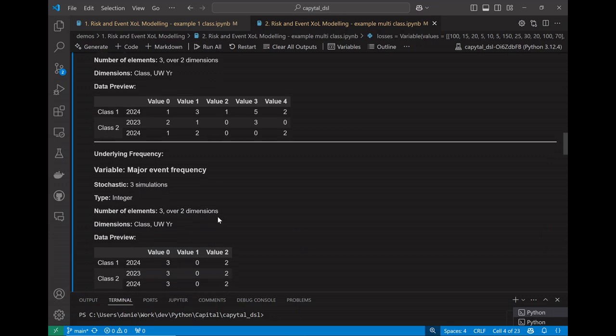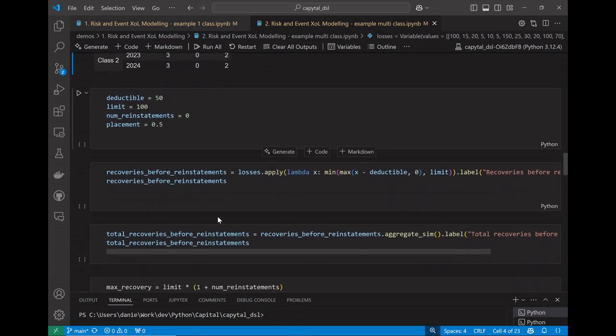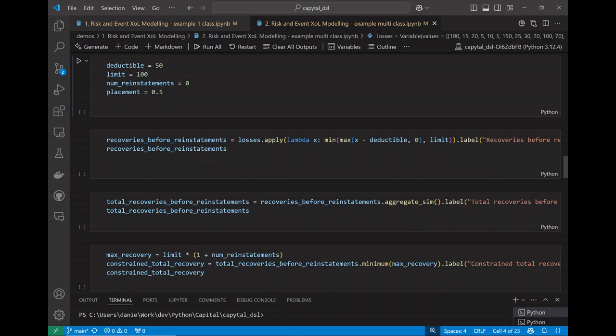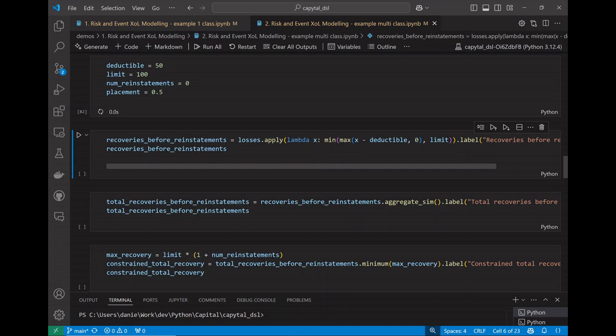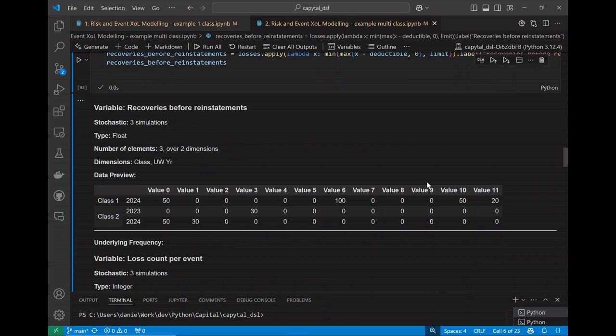Now we still want to go through the same process, and much of the code below is going to be very similar to what we saw before. So we still want to apply a risk XoL cover with these terms, and this first step of calculating the individual recoveries before you think about reinstatements follows exactly the same step. It's the min-max formula with the limit and the deductible, and that's just being applied to each and every risk loss, regardless of which class or year, as long as it's covered. And we get our profile of recoveries here.